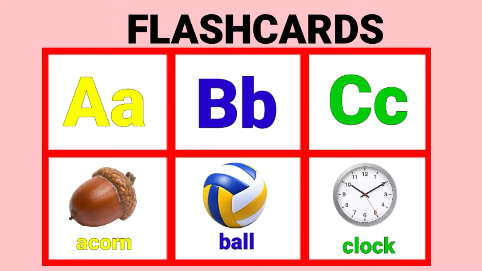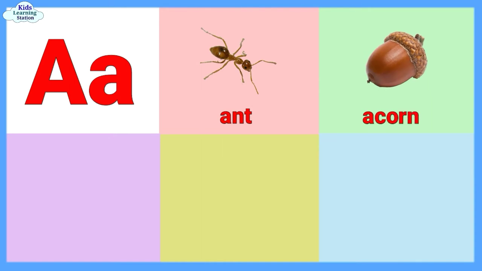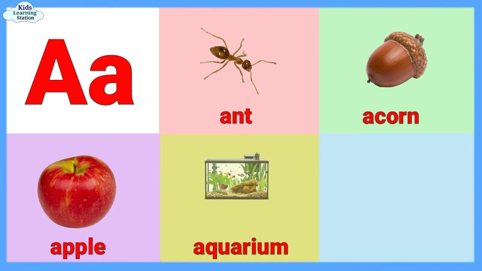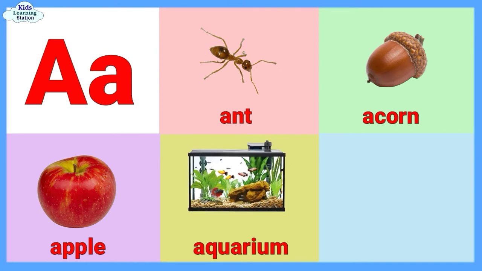ABC Flashcards. A is for ant. Ant. Acorn. Acorn. Apple. Apple. Aquarium. Aquarium. Axe. Axe.